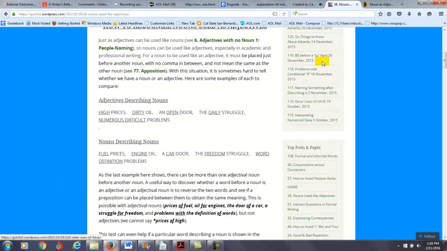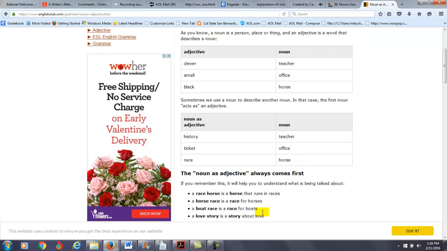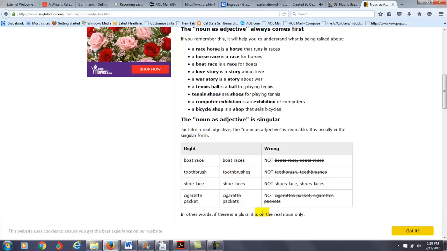Now to see it another way, let's go to one other website. As you're doing nouns as adjectives, there are a few things you want to remember. The noun as the adjective needs to come before the other noun, so you can understand what is actually being said. A racehorse is a horse that runs in races. A horse race is a race for horses. A boat race is a race for boats. You have a love story, which is a story about love, and so on. You kind of see how that works?